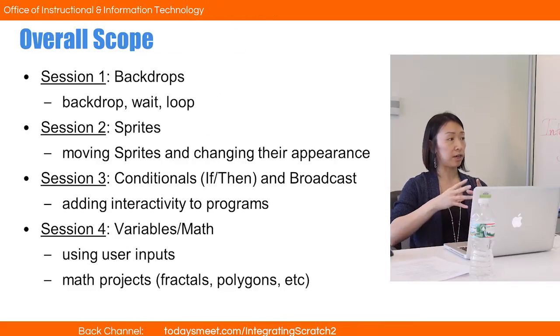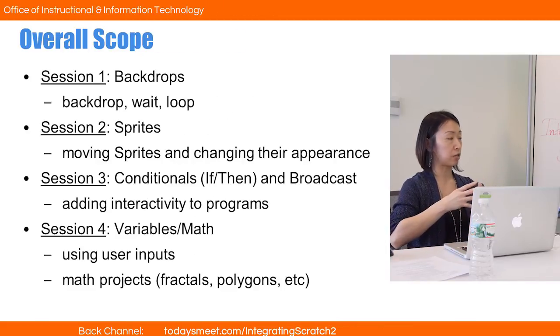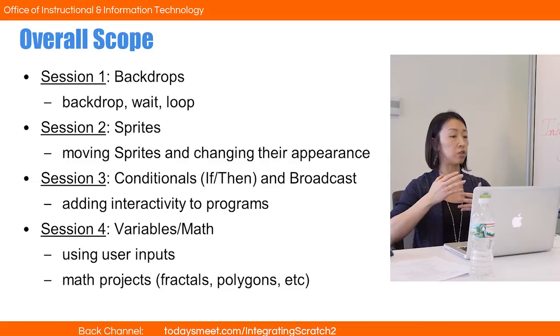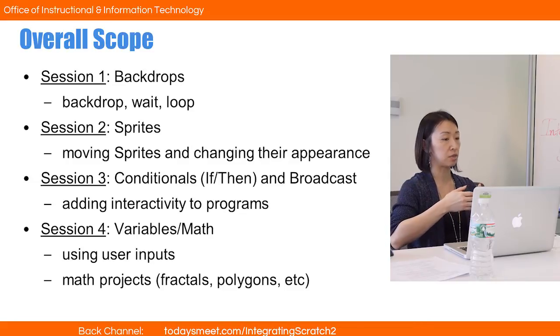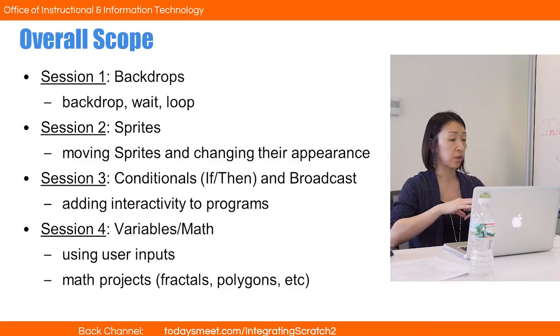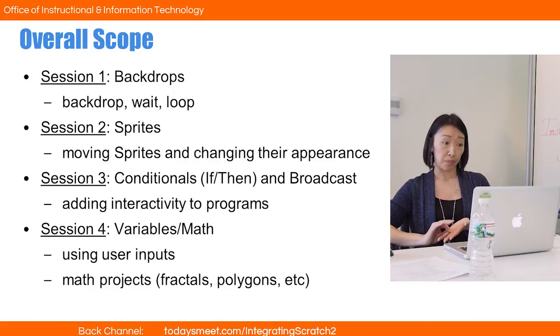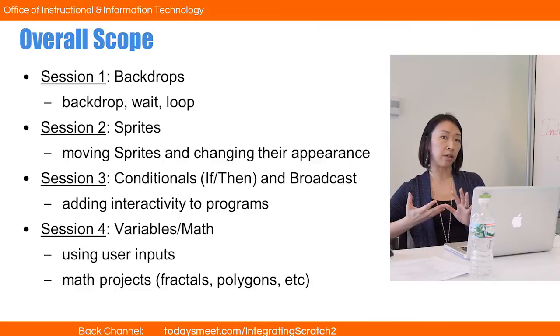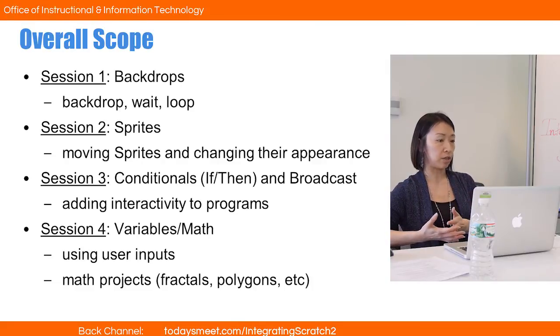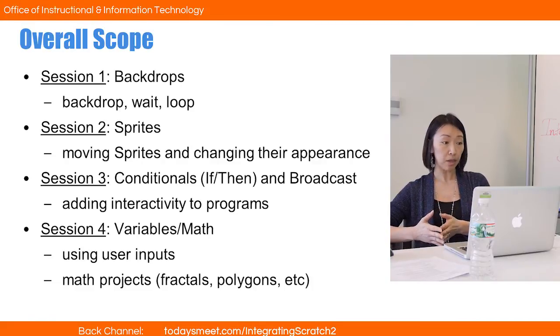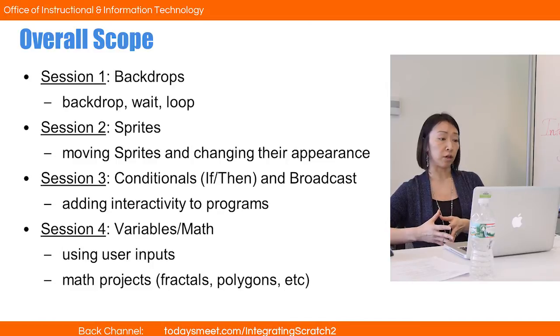So overall scope, last week in session 1, we talked about backdrops, just the background, and how to change them and how to use them using waits and loops. We also did sound. This week, we are going into sprites. And sprites are, again, the characters or the objects that are in your program. So there are different ways to use them. We're going to get into all the different movement commands and how to change their appearance.